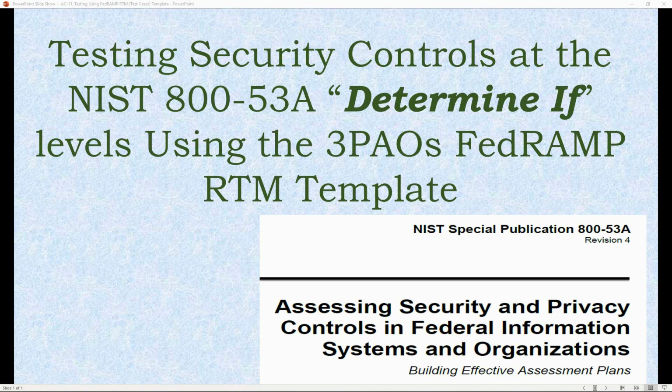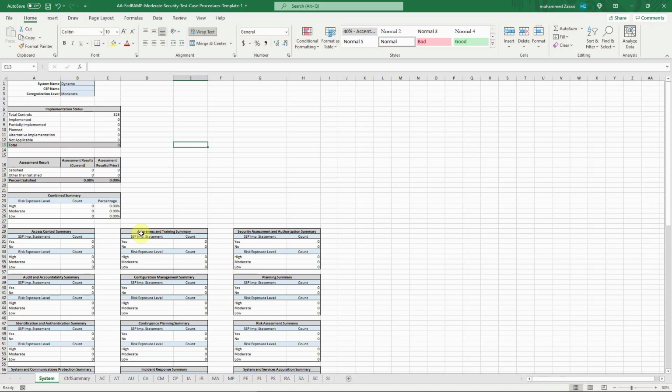Alright, let's get into it. So this is the FedRAMP 3PAO template, the RTM template. You see that it contains 17 control families, with the exclusion of PM. This is based on 800-53 Rev 4, and that's why we have 17 control families with the exception of the PM controls.